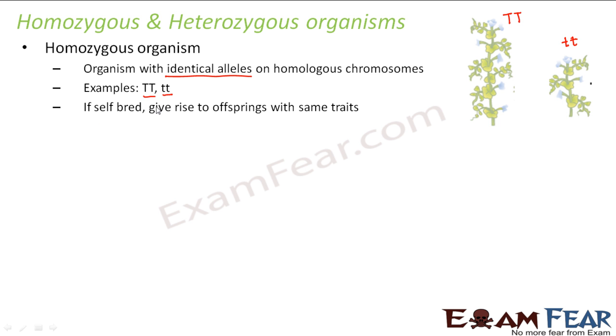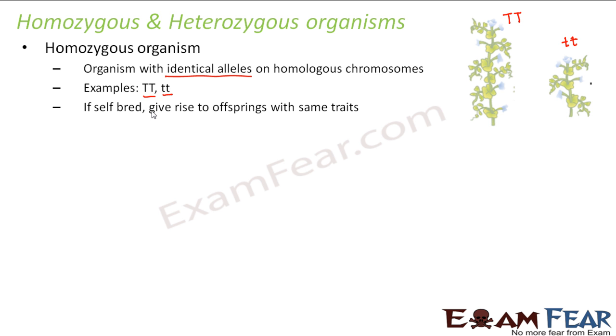Now, if self-bred gives rise to offsprings with same traits, that means we all know what is self-breeding. Self-breeding is nothing but self-pollination. So, self-pollination means if the pollination happens in the flower of the same plant. So, let us see exactly what happens on self-breeding.